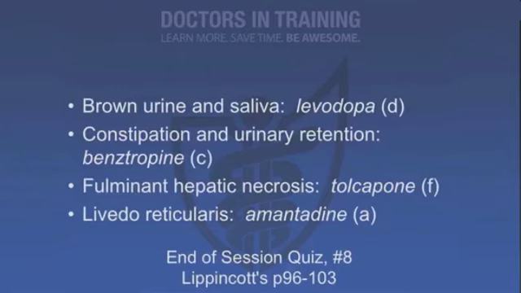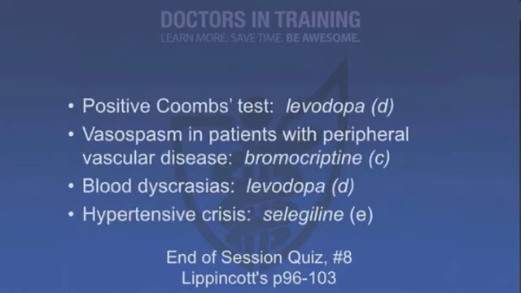Fulminant hepatic necrosis, so we talked about this just a second ago, that's the tolcapone. Livedo reticularis, that's going to go with amantadine. Positive Coombs test, that's going to be levodopa. Vasospasm in patients with peripheral vascular disease, that's going to be bromocriptine. Blood dyscrasias, levodopa. Hypertensive crisis, and this is usually at high doses, this is selegiline.